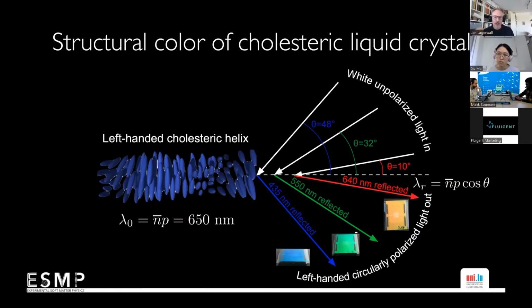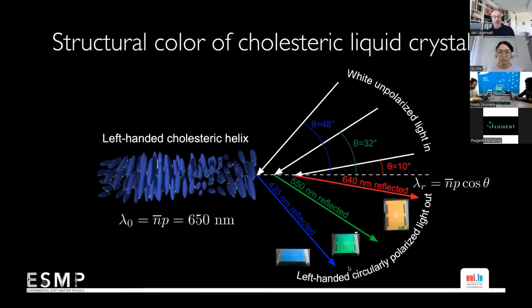Because it's periodic, you get this saturated reflection of a certain color. And if you look along the helix, the color that is reflected is the longest wavelength. It corresponds to the period of the helix. But if you look at a certain angle away from the helix normal, then the color that is reflected is blue shifted because the effective period looks shorter. So that's typical for any Bragg reflecting medium.